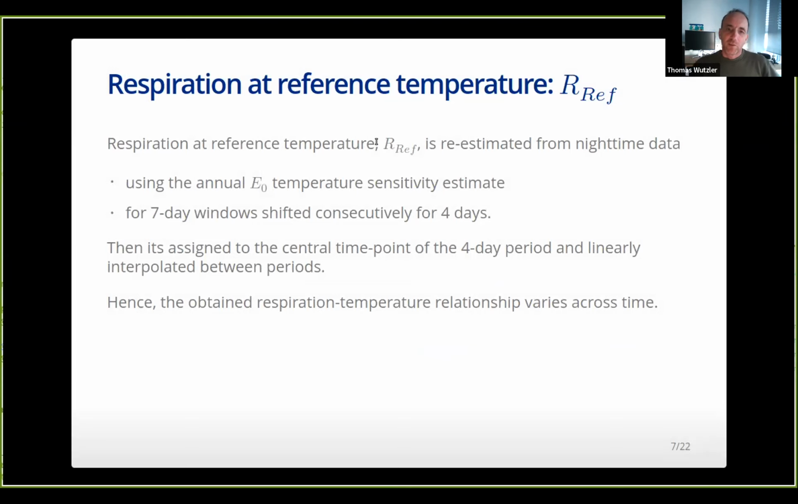If we have all these parameters in the model of this temperature relationship, we can use this model to predict ecosystem respiration. And we do this in 7-day windows, shifted by 4 days, to predict respiration. And the relationship changes because the reference temperature is changing over the year.